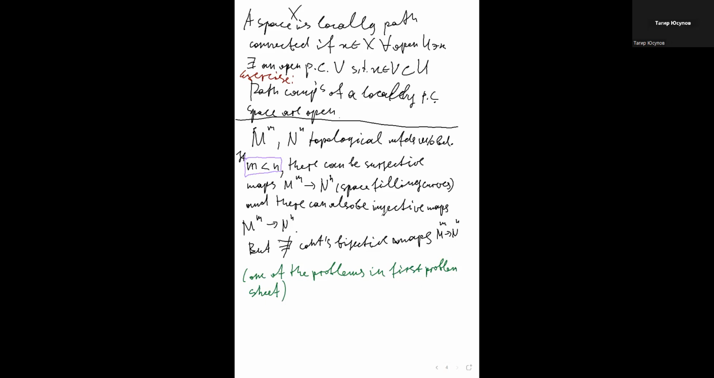So in other words, there is a non-obvious part which says that there are surjective maps, or at least for some m and n, there are surjective maps from m to n, despite the fact that the dimension of m is less than the dimension of n. And well, one such example is space filling curves.